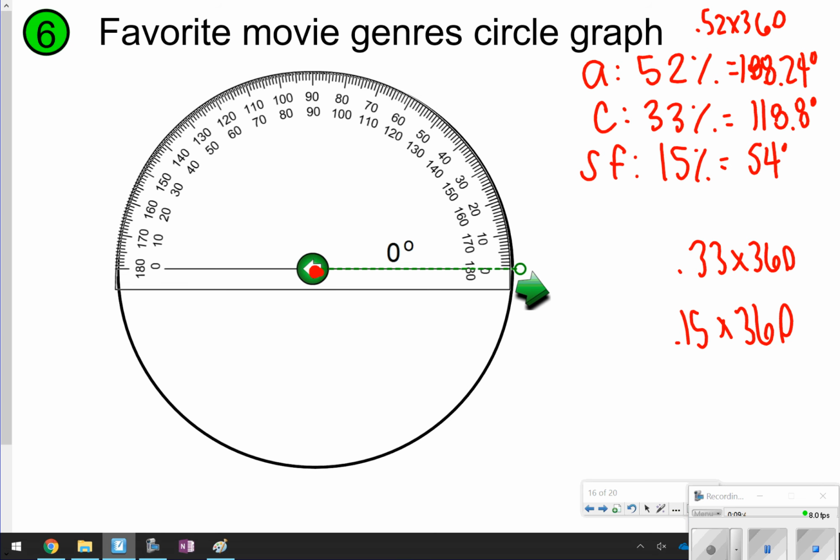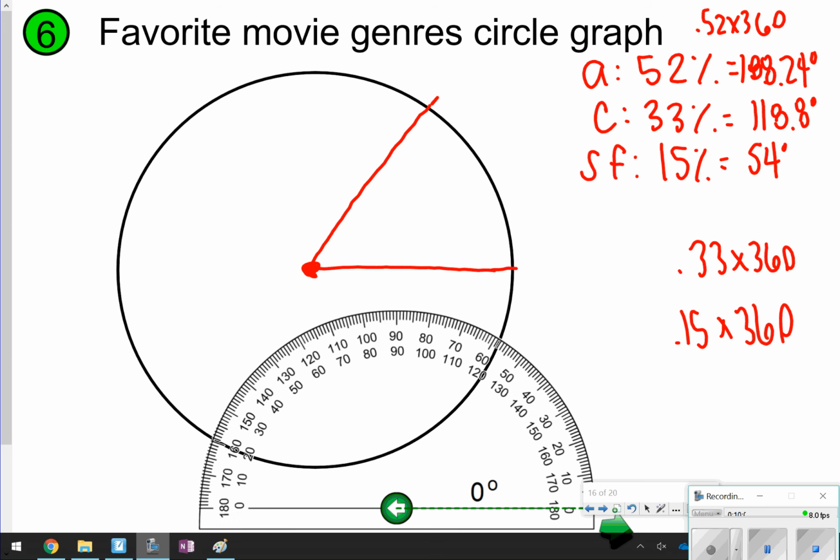Your ray should be in the middle. And then the first one we're going to draw is your 54 degrees. This one is smaller, we've got bigger degree measurements here. So 54 degrees, tick mark, and connect. So your sci-fi, 54 degrees, is your 15%.